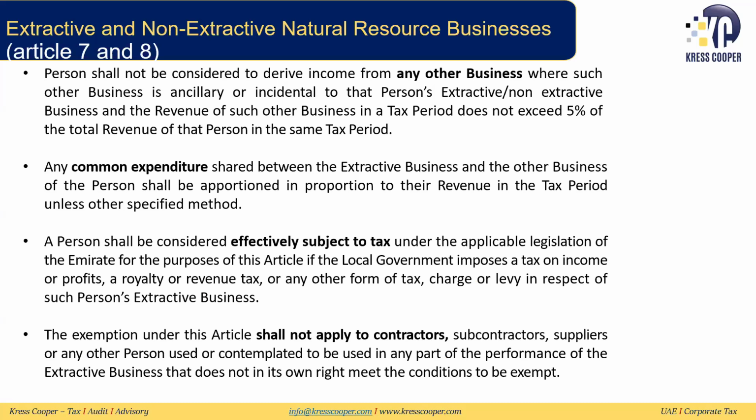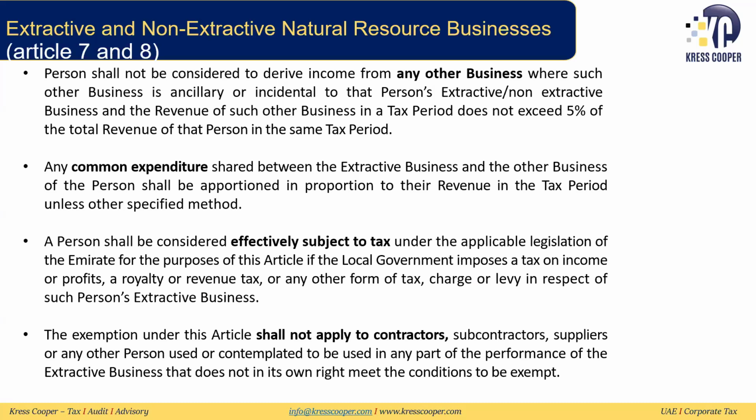Any common expense that is shared between the extractive business and the other business of the person needs to be apportioned, like we discussed, in proportion to their revenue in the tax period, unless any other specified method is given. A person shall be considered effectively subject to tax under the legislation of the emirate for this purpose if the local government has imposed some other emirate-level tax on them, for example, a royalty or revenue tax or any other form of tax, charge or levy in respect of such person's extractive business.